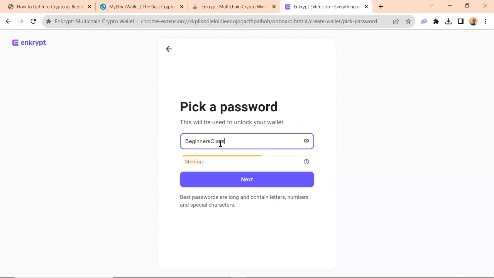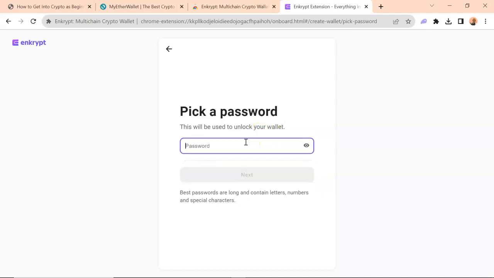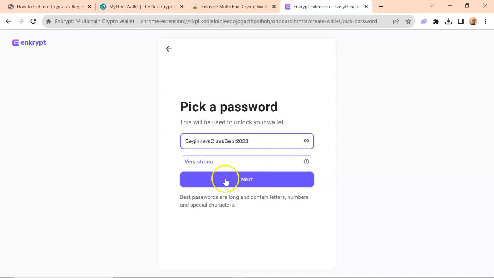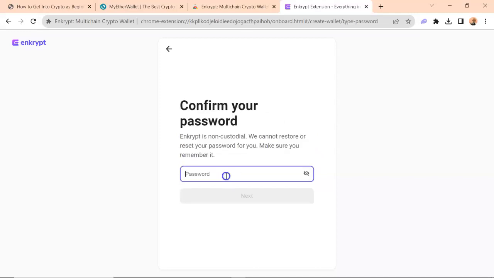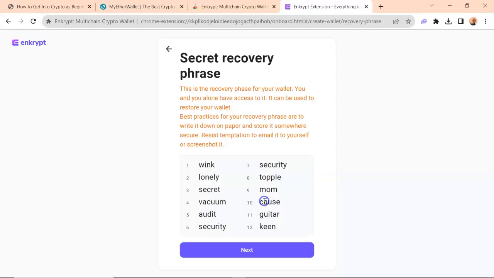Beginners class, September 2023, for instance, to make it long. So I'm going to copy that. Then go to next. That's creating your wallet. So I'll go here and confirm it by pasting it right there.